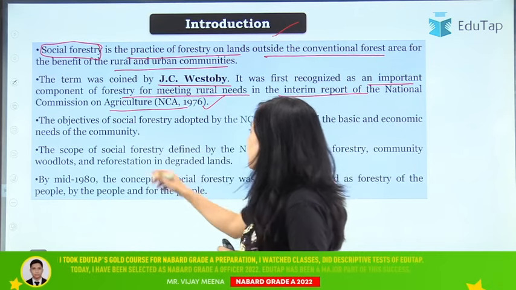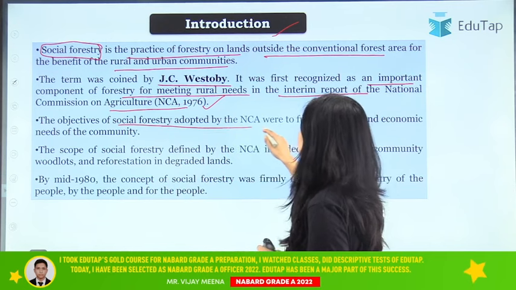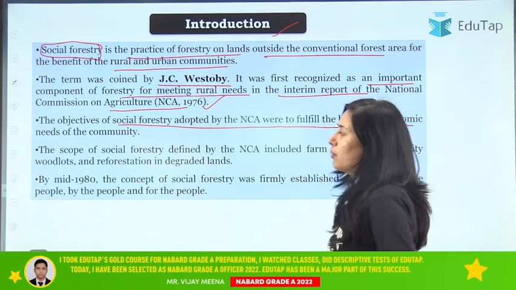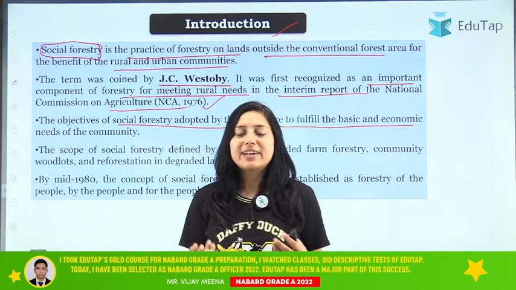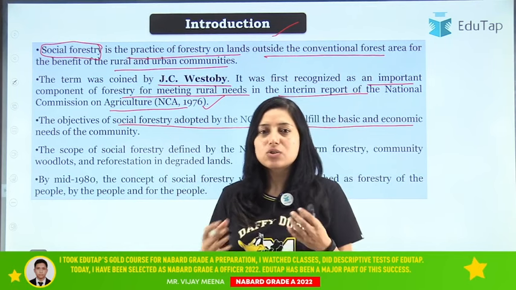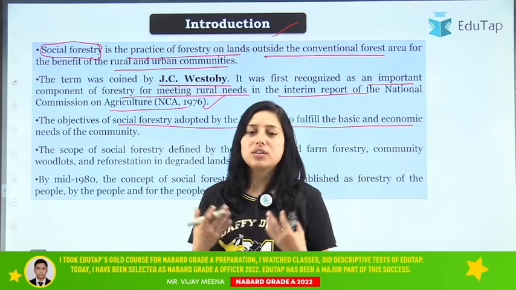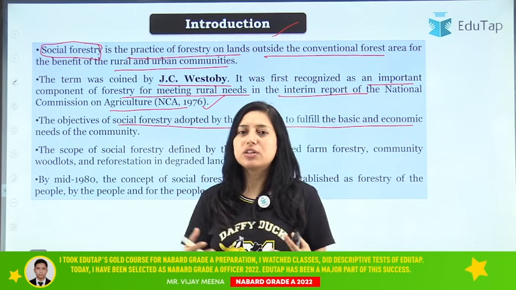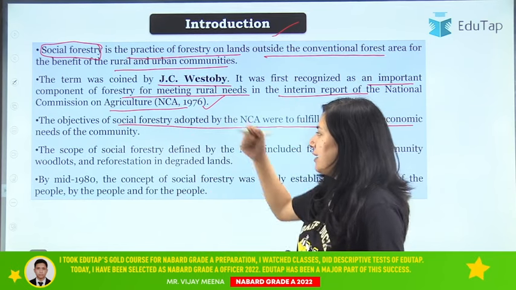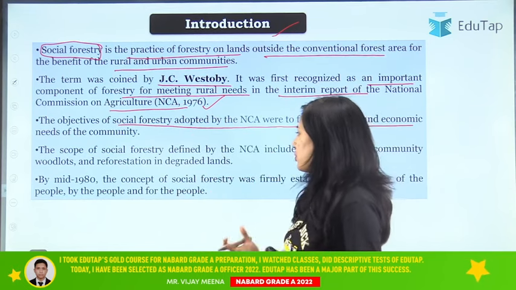Clear? Then the objective of social forestry adopted by NCA was to fulfill the basic economic need of the community. So why did they adopt this social forestry? Just to meet the need of the community, the need of people. So that is why they accepted this idea of social forestry.